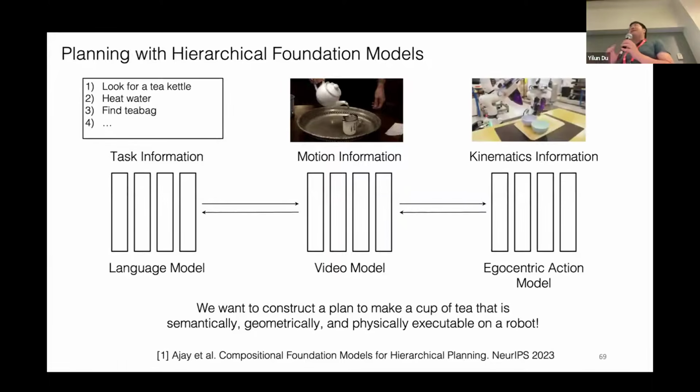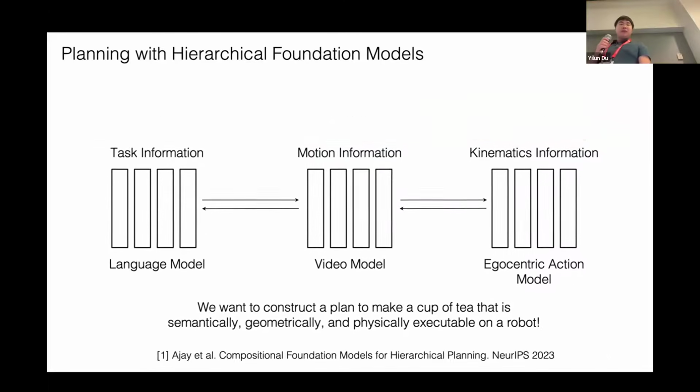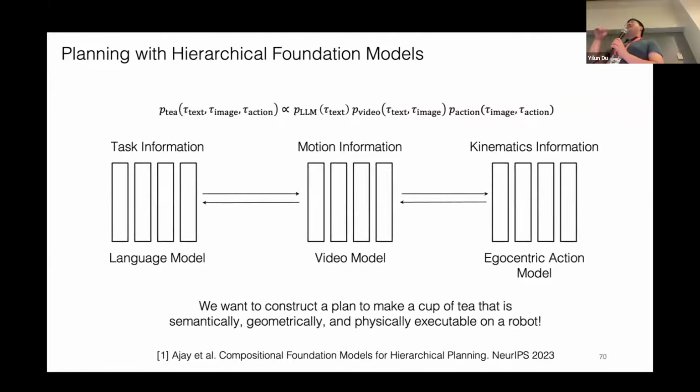And finally, if you have some type of egocentric action model, that model is able to tell you how to control objects and how to pick up things. But again, it doesn't have any of the mid-level information about the visual motion or the high-level information in the language model. So none of these models by themselves are able to accurately solve this task. But what you can do is take the product of the distributions, which corresponds to adding the energy functions together, to combine all the information across all three of these models. So what you want is to find a text plan, an image plan, and an action plan that is high likelihood across all three of these models.